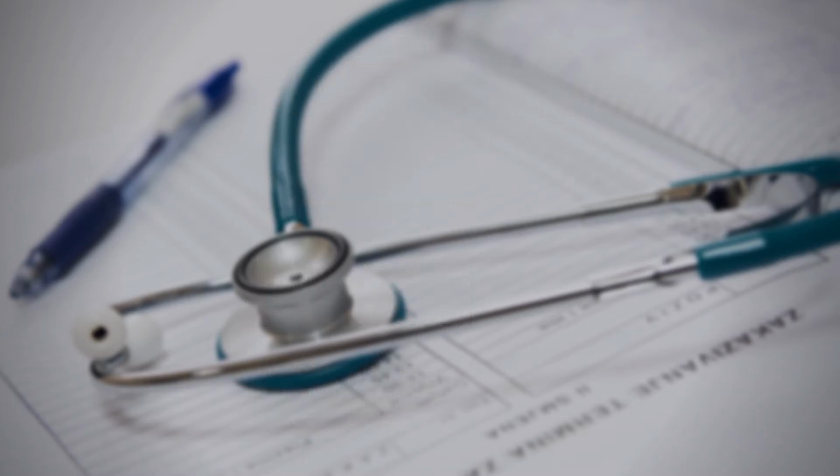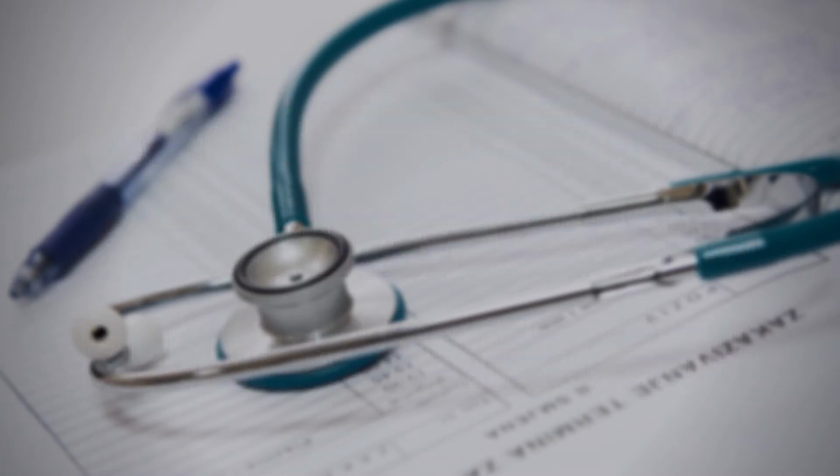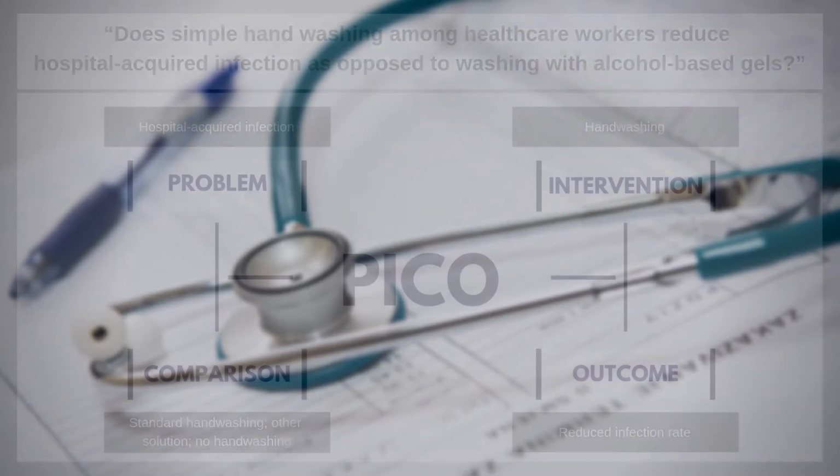The second stage shows how to use a particular library tool, called Primo, to build the pieces together to research the whole PICO question. The third stage talks about how to search for levels of evidence and identify useful items in search results in order to complete your research process successfully. These tutorials assume that you have a working knowledge of what a PICO question is.